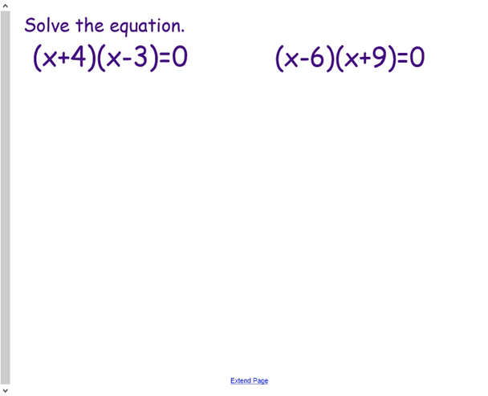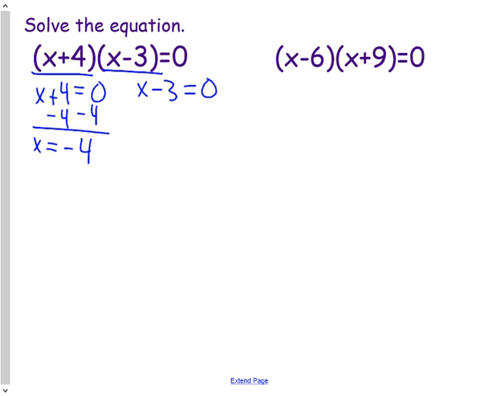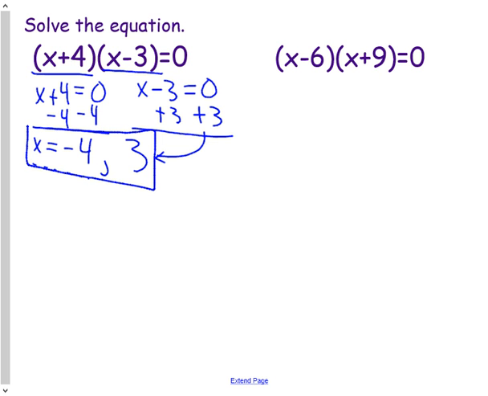Next, solving the equation x plus 4 quantity times x minus 3 quantity equals 0. Set each piece equal to 0. So, x plus 4 equals 0. Minus 4 from each side. x equals -4. There's one answer. Next, x minus 3 equals 0. Plus 3 to both sides. x equals plus 3. Now, we already have an x equals over here, so to save some space, we can move that plus 3 right over here. We have x equals -4 and positive 3.